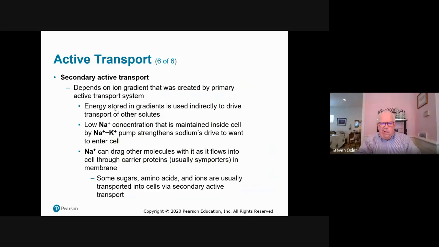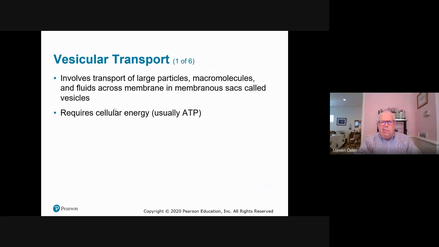Secondary active transport, you don't need to know. You do not need to know it. I'm not even going to talk about it. I'm going to skip right through it and go to vesicular transport.